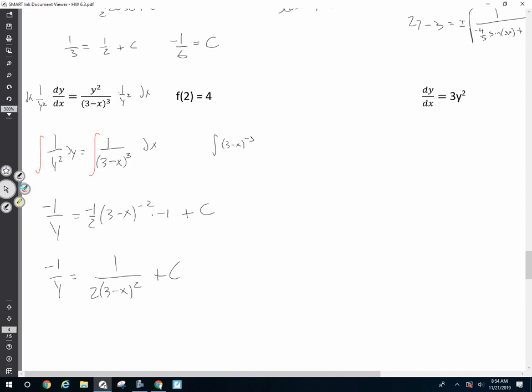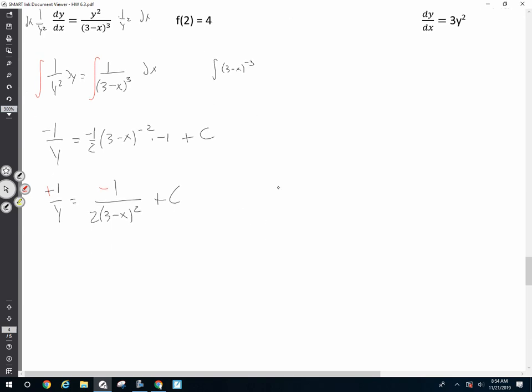Let's get rid of this negative, multiply everything by negative 1. Flip both sides. To do it properly, we should be putting the c in the denominator like this. Yeah, because you can't just leave it off to the side. It ends up not working out.